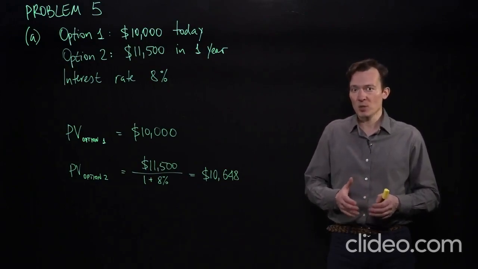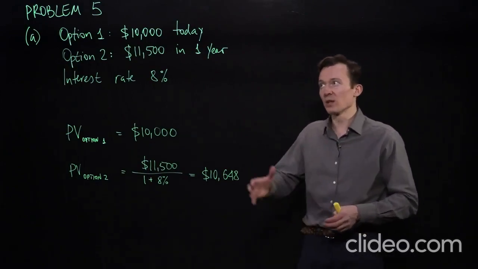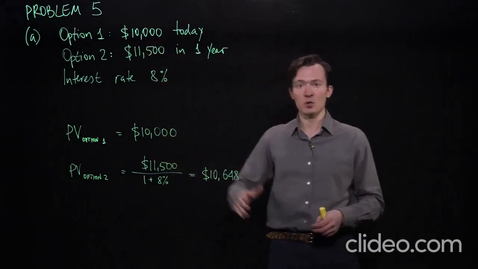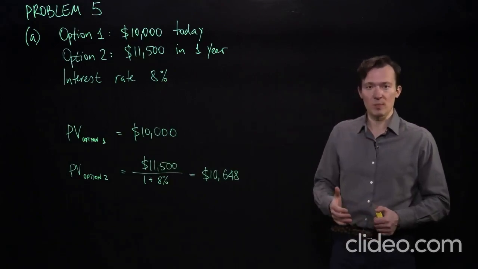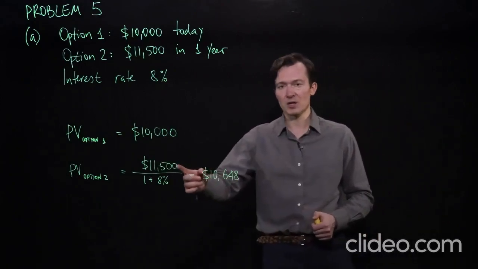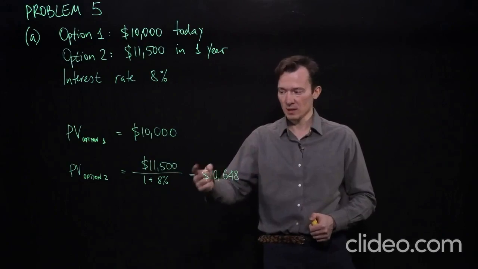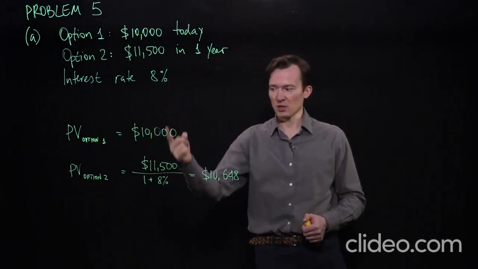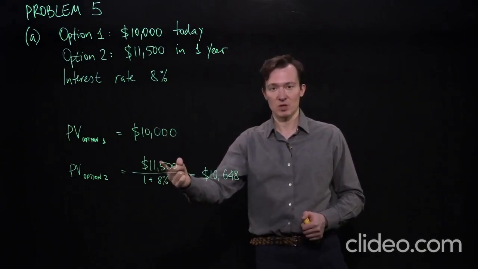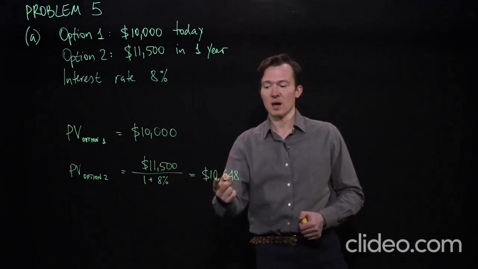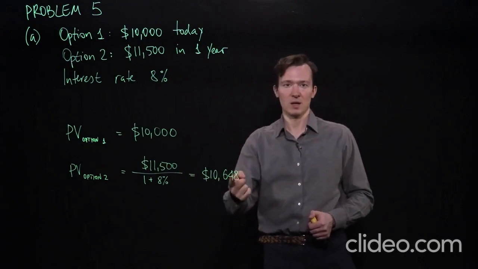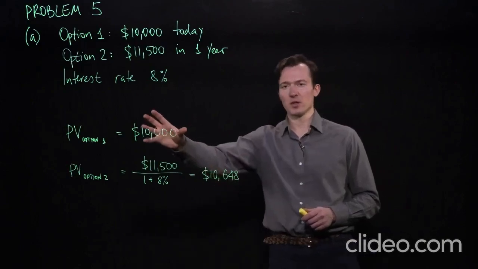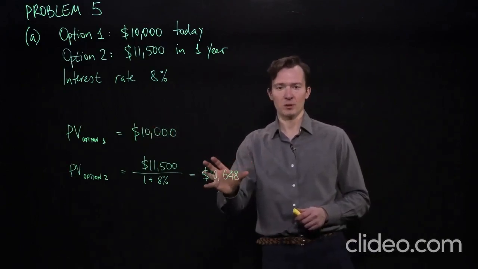So the present value of option 1 is trivially just the value that we are offered today, $10,000. Now for the present value of option 2, we have to find the present value as of now of the $11,500 that we are receiving 1 year from today. And for that, we're given an interest rate of 8%. So the present value of this payment that we receive 1 year from now is $10,648. So the present value of the second option is greater than the present value of the first option, so therefore we should prefer the second option.